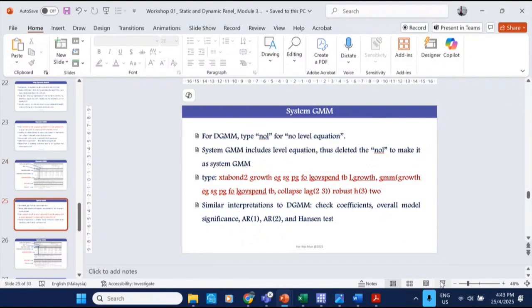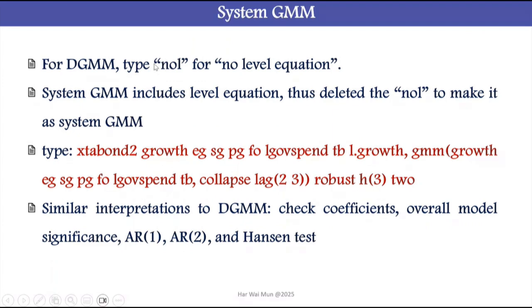So, like I said, for system GMM, you delete the NOL, right? System GMM includes the level equation, thus delete the NOL. NOL stands for no level equation, to make it a system GMM. Same thing, you just don't have the NOL. Similar interpretation: check coefficient, check overall model, check overall significance, then check AR1, AR2. AR1, nowadays I think in the new style, it may not be so important whether it's significant or not, but AR2 must be not significant. Then the Hansen test is just like your diagnostic test, must be not significant.